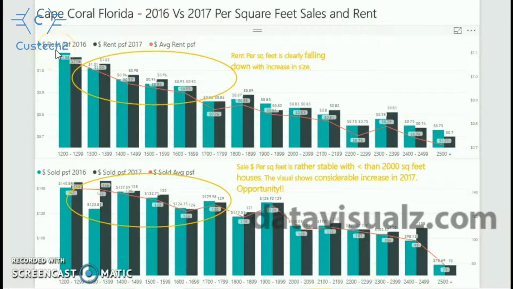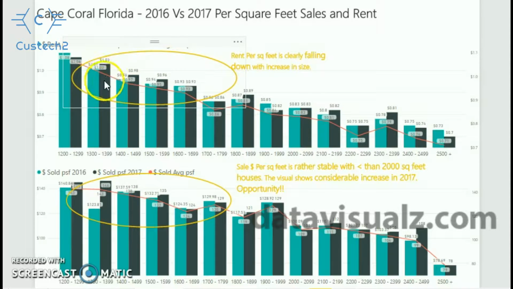So this is about rent, and I can see that 2016 is in light green color, and 2017 is in dark or blackish color, and then the red dot or red line shows the average. And I can see that from 2016 to 2017, 1200 to 1300 rent pricing is decreasing from 1.08 to 1.06, and it's only the case for 1200 to 1300, but it's overall showing an increase.